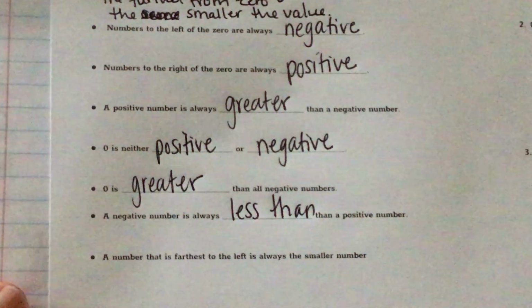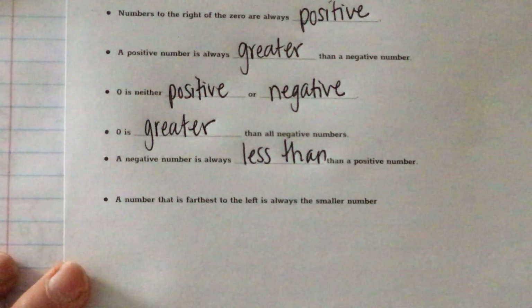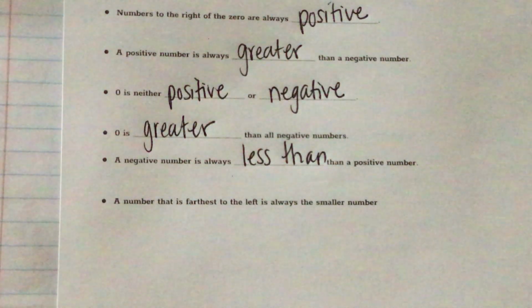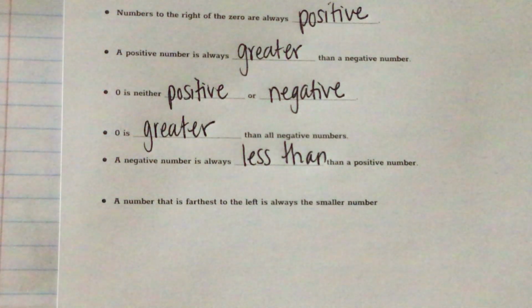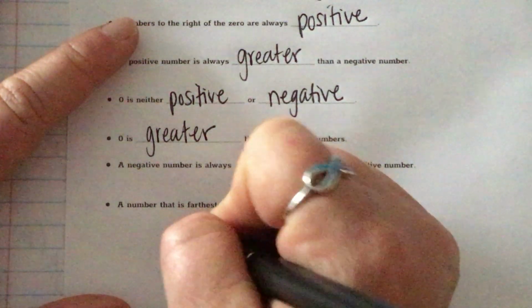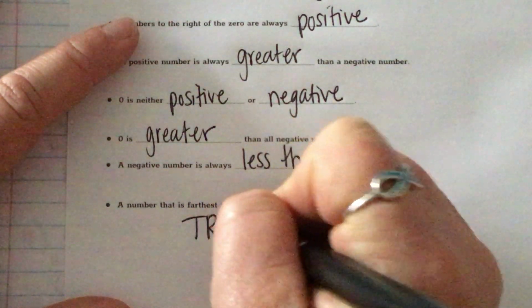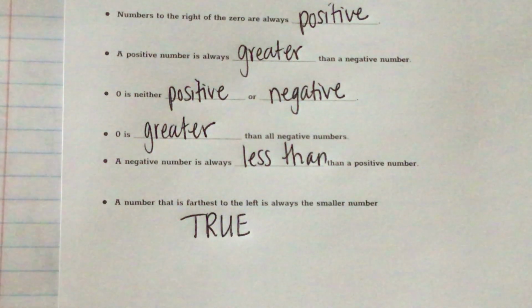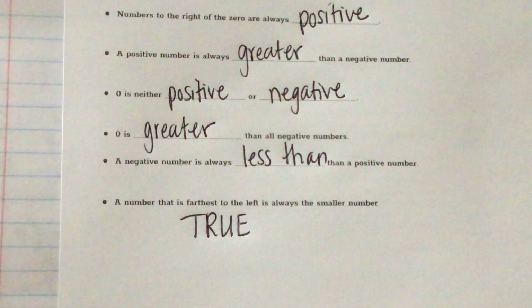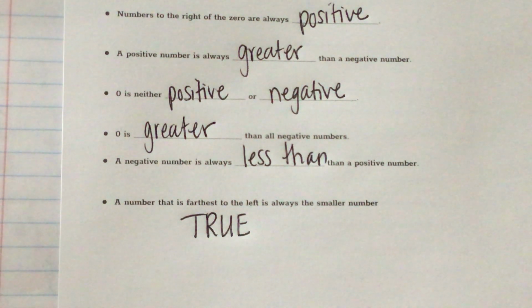And then this is something really super important to remember. A number that is furthest to the left is always the smaller number, and that is going to be true. And like I said, the further left you go, the smaller the number gets. But the negative number is always less than.